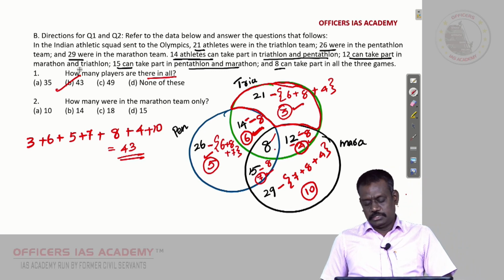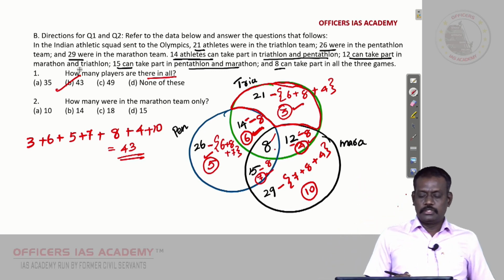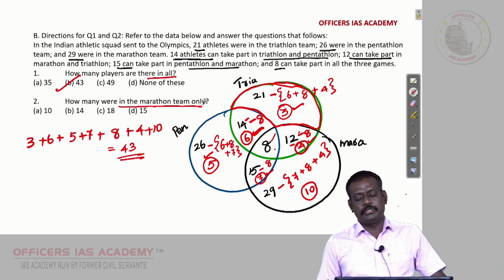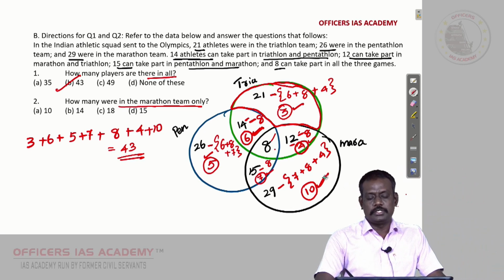Understood, children? And next, how many were in the marathon team only? How many are there in the marathon team only? It is only 10.